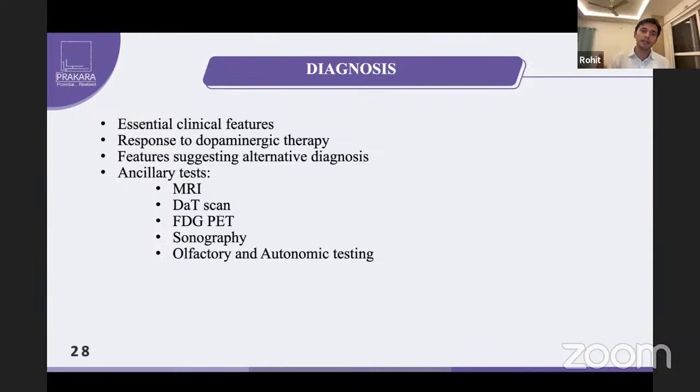Once we do that, there are certain tests that we can do which will help us again in confirming the diagnosis. For example, structural imaging like MRI, or we can do functional imaging like DAT scans. DAT scan is dopamine uptake. Basically, it's a test which measures the dopamine uptake. Or even FDG PET scan can be done, or sometimes olfactory and autonomic testing also. They are just ancillary, but they are not the only test that can give you a substantial diagnostic certainty.